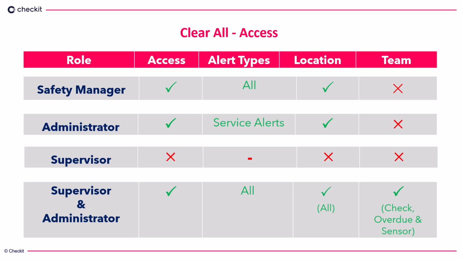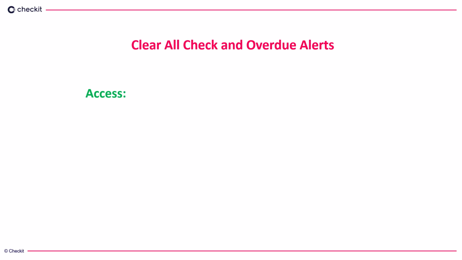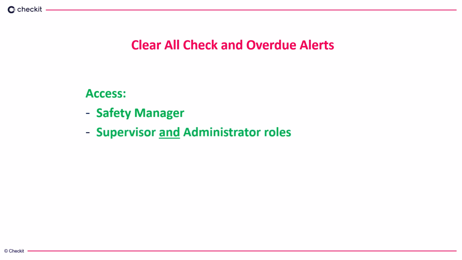We'll now look at clearing all check and overdue alerts. The only users that have access to clear all check and overdue alerts are those with the role of Safety Manager and users who are both a supervisor and an administrator. Users with individual supervisor or administrator roles do not have access. I'm now going to show you the process in the Alert Status screen in the Control Center.